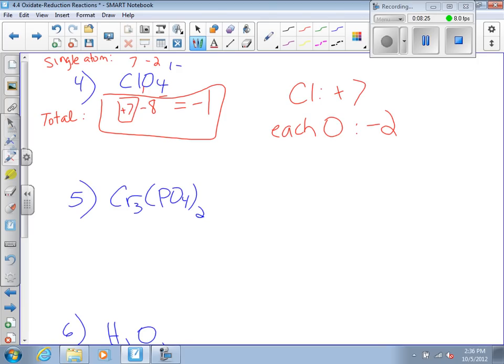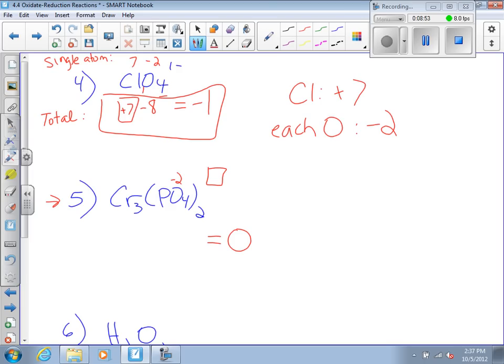Okay, number 5. We've got chromium, phosphorus, oxygen. This is a compound because there's no charge shown up here. So when you have a compound, if you look at your rules, the total has to add up to 0. Now I know each oxygen is going to be -2. I just learned that in my rules, and I used that in the last problem.